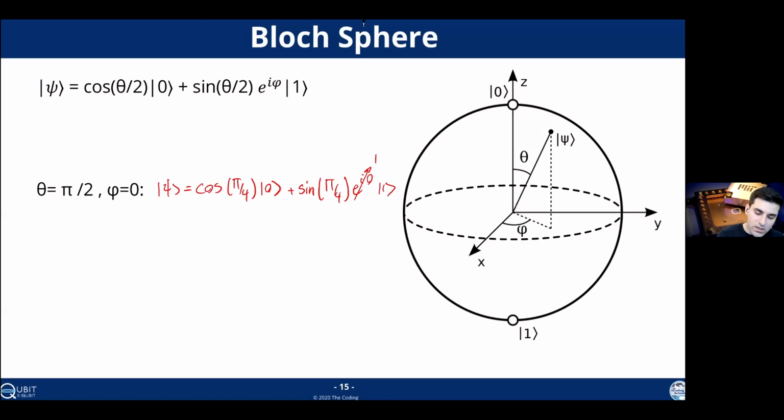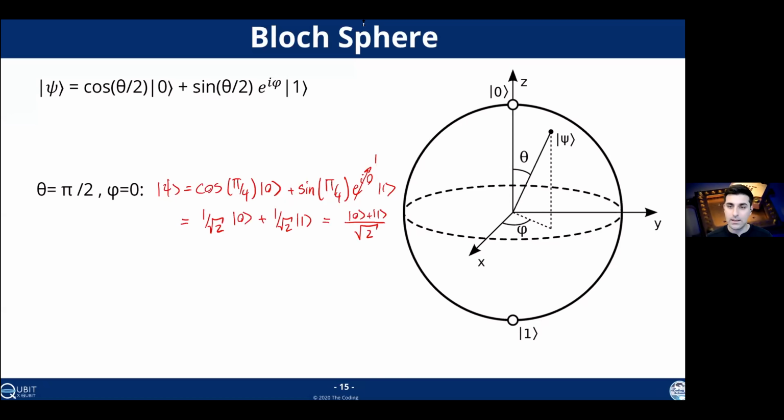Now, cosine of pi divided by 4 is 1 divided by square root of 2. So I have 1 divided by square root of 2 times the 0 state. And sine of pi divided by 4, or 45 degrees, is also 1 divided by square root of 2. So what I end up with is the 0 state plus the 1 state, divided by square root of 2. And by the way, most of you got that correct.